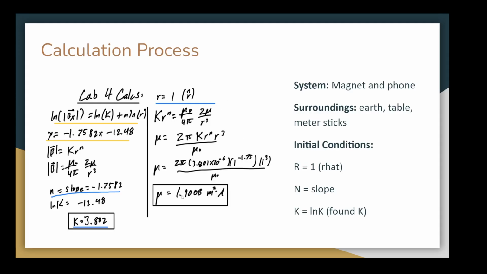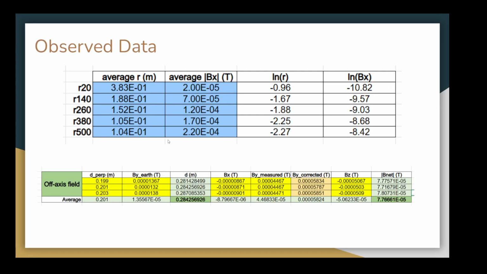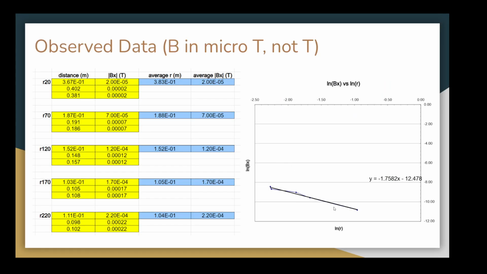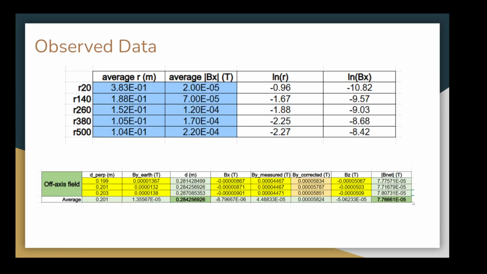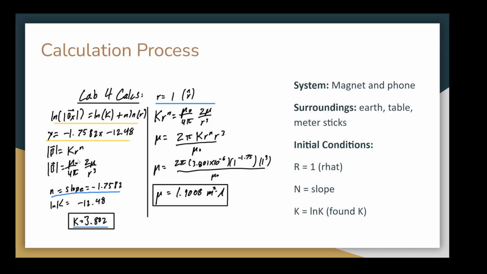Calculation process. This was to find the mu, or dipole moment, of our magnet. We started off with the equation in slope-intercept form. We got the slope, which is our n, and then ln k was the intercept, so we do a simple calculation to find k: e to the intercept equals k. R is 1 because we're sliding in a horizontal x direction, so it's r hat.